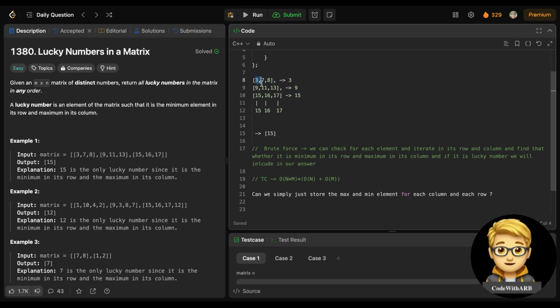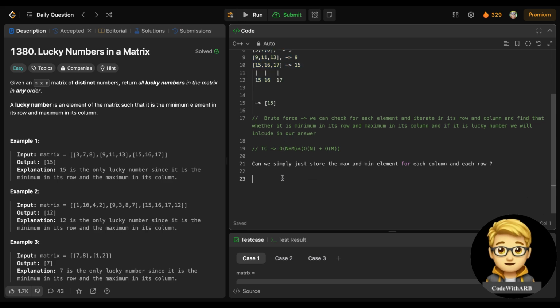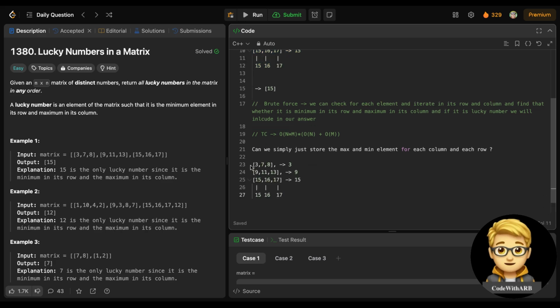column, this element is the same. What I mean is that, suppose I have stored for 3, 7, 8, this is the minimum. For 9, 11, 13, 9 is the minimum. For 15, 16, 17, 15 is the minimum. Same for 3, 9, 15, I will store max elements, right? For column wise I will store the max element, for row wise I will store the min elements, right?